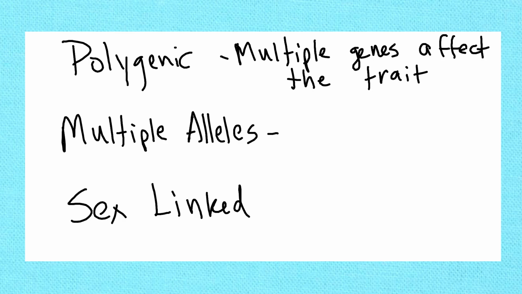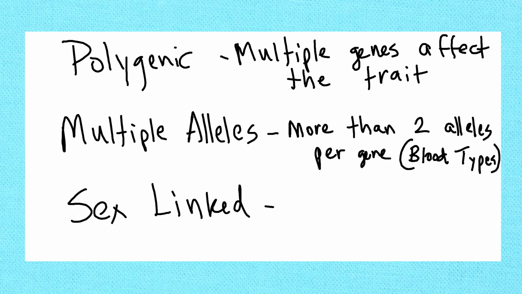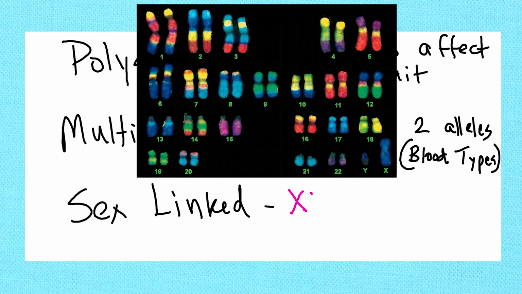Multiple alleles means that there's more than 2 alleles per gene. The example we're going to go over is blood types. And then finally, sex-linked means that the alleles actually reside on the 23rd pair of chromosomes. For sex-linked, females are XX, males are XY. That means the allele has to go here, here, or here.